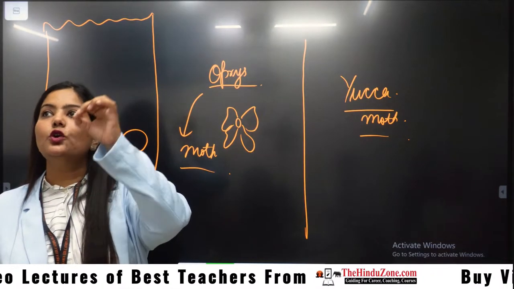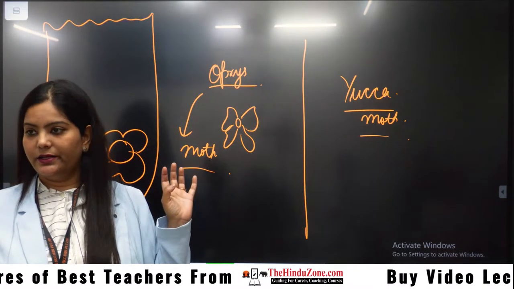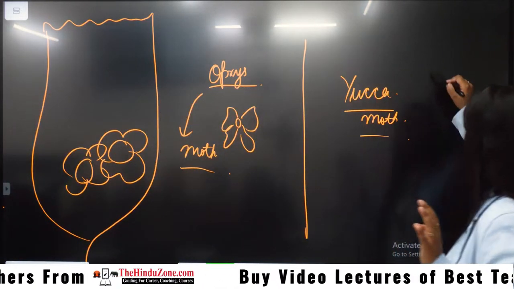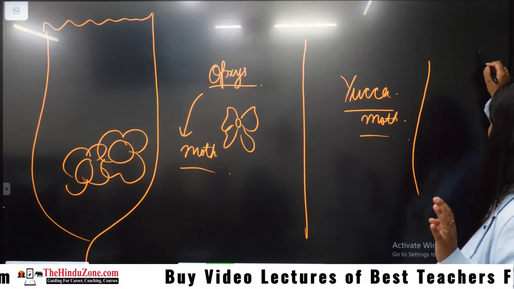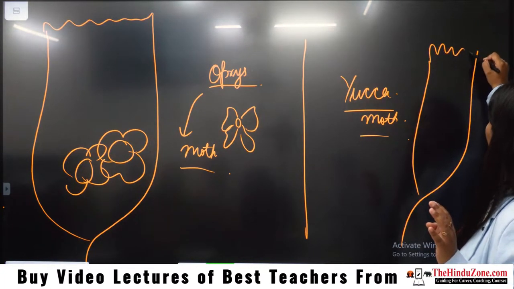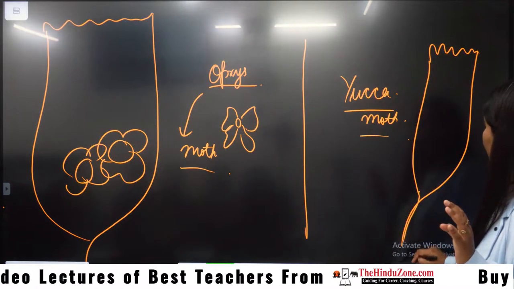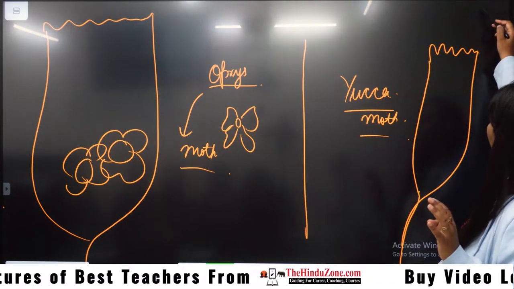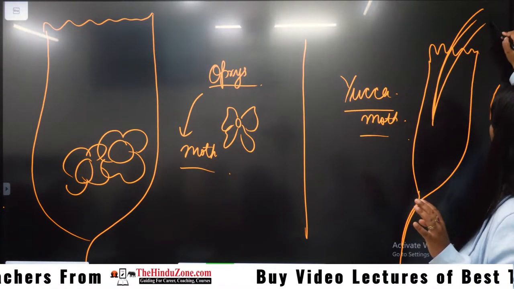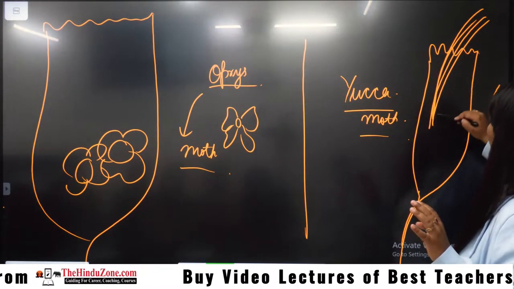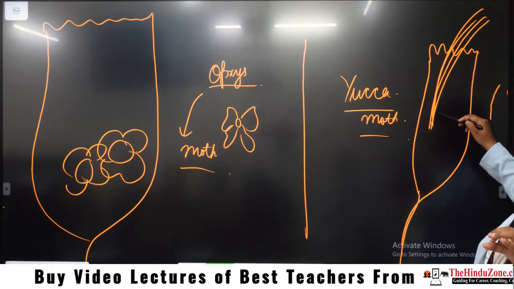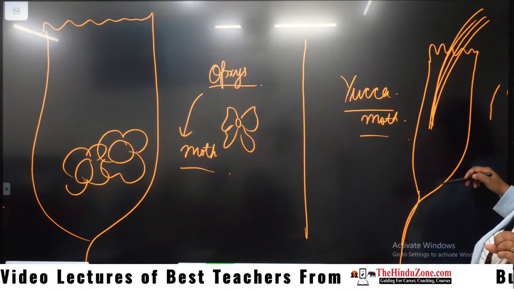Ornithophily is especially not mentioned in the NCERT textbook, right? But I can tell you what the pattern of the flower is where ornithophily is happening. Like the birds, if you have seen, especially hummingbird type of birds who have longer beaks, they come to suck the nectar inside these types of flowers.